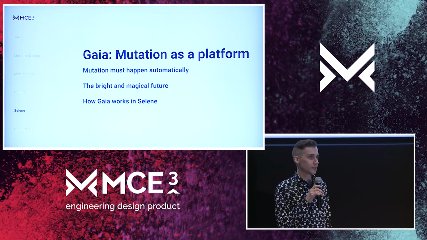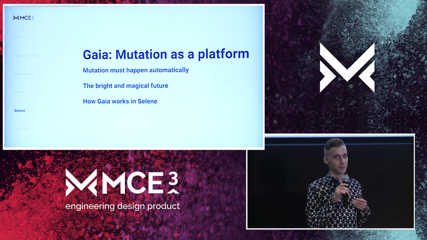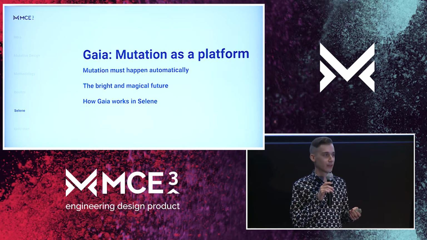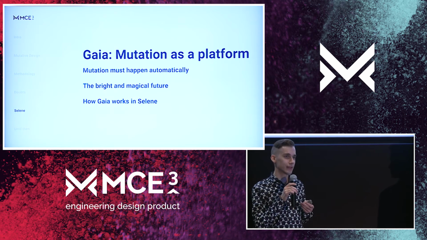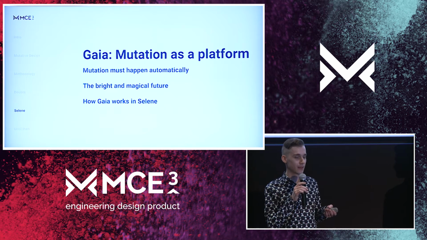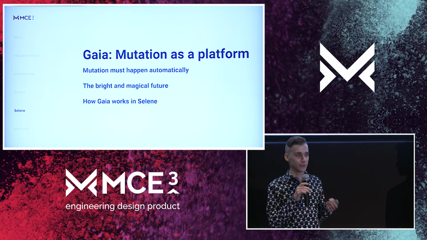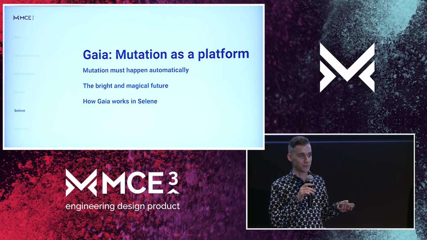And then to get the mutations working in Selene, there's a concept that we're calling Gaia, which positions mutative design as a platform rather than something that every app would have to figure out by itself. The reason for this is that mutation must happen automatically. If we, as designers and developers, are deciding what kind of mutation should happen and exactly when, then it's still a manual process, and we're not really solving the problem that mutative design wants to solve, which is designing for averages rather than for every single user. So mutation just has to happen automatically, or else it's kind of pointless.